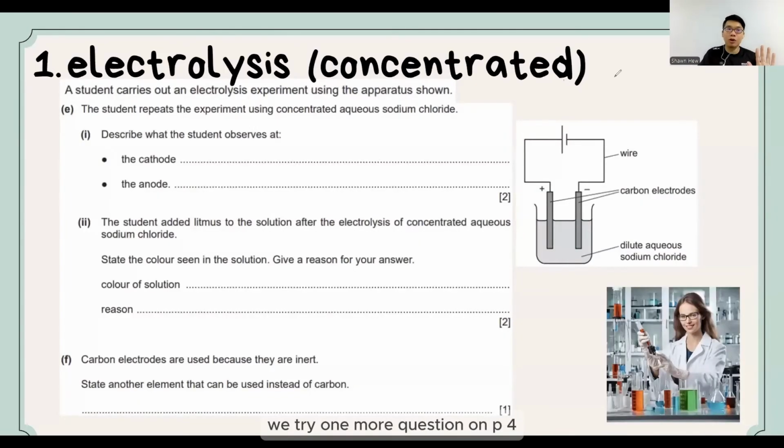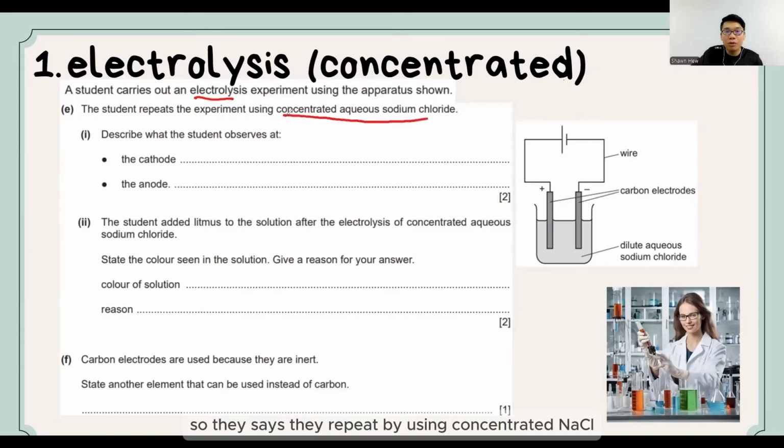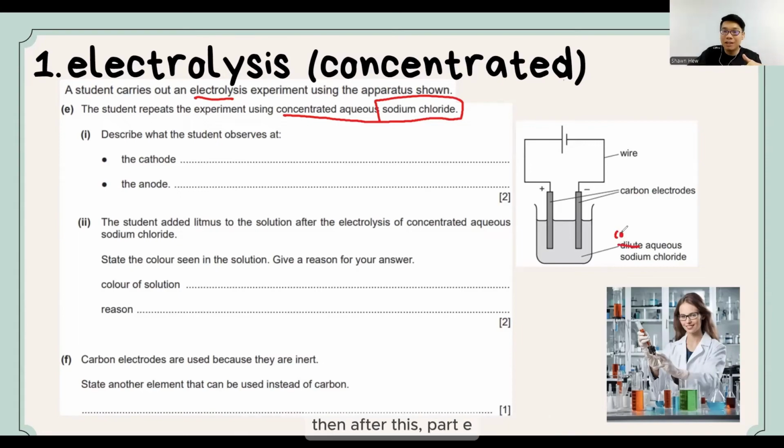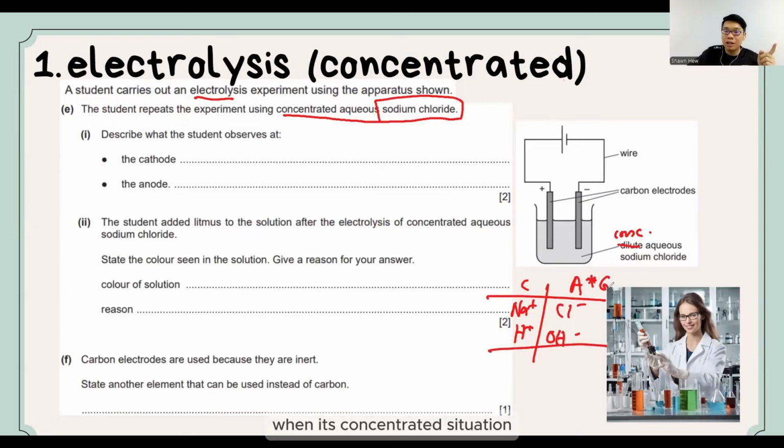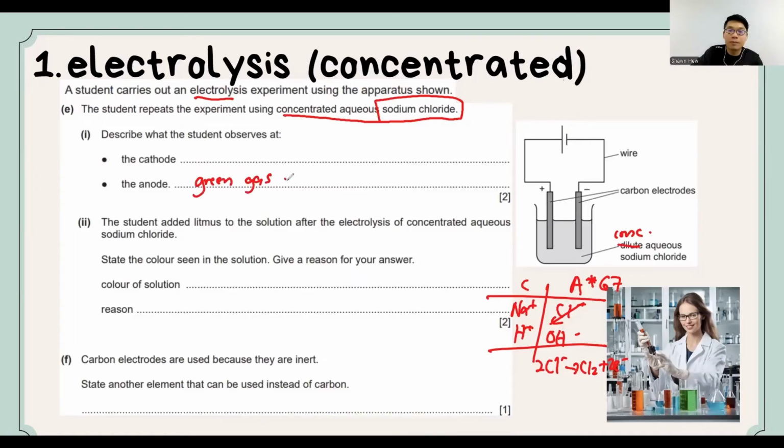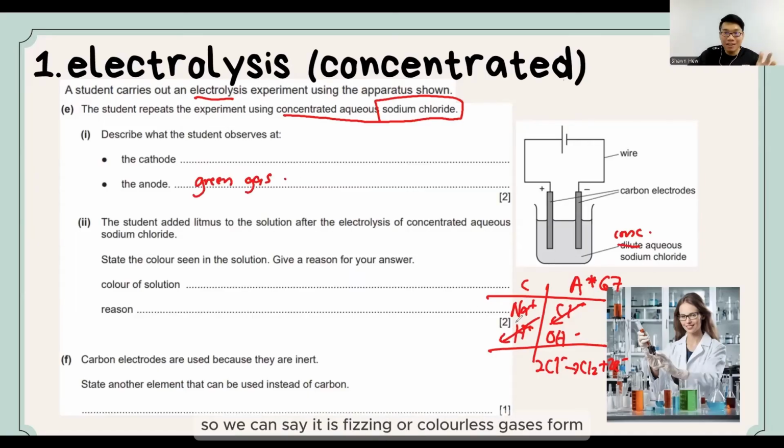We try one more question on P4. They say they are electrolyzed using these. So they say they repeat by using concentrated NaCl. So initially, the first part they say is dilute. Then after this, part E, they say they want concentrated. So again, we write, when it's concentrated situation, it affects the group 7 at anode. At anode, you see the chlorine gas. So what is the observation? It's green gas. Cathode will choose hydrogen, so we can say it's fizzing or colorless gas is formed.